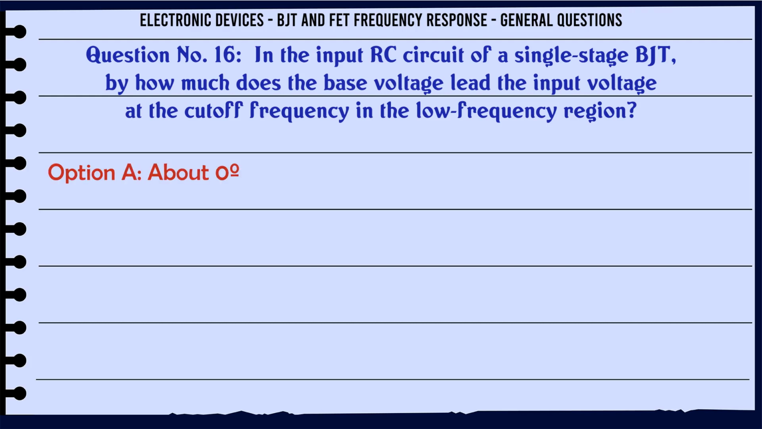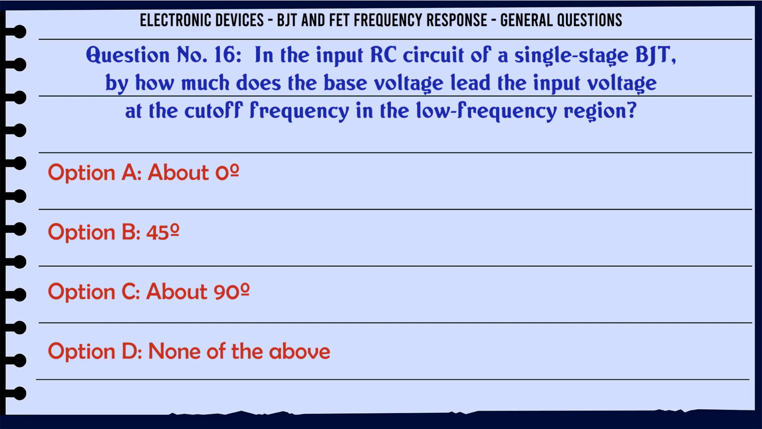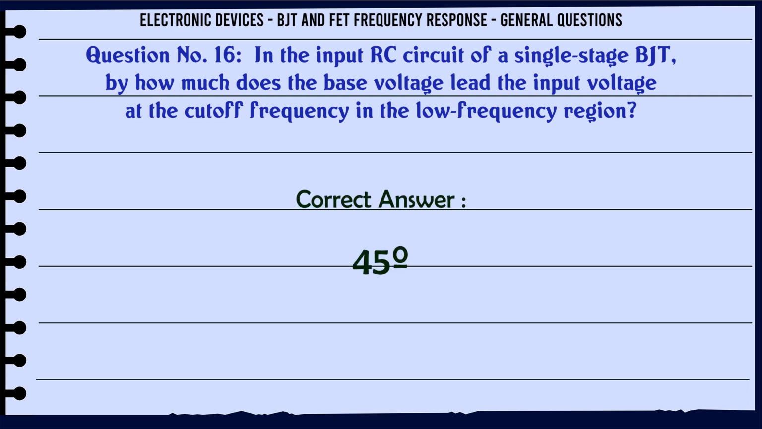In the input RC circuit of a single-stage BJT, by how much does the base voltage lead the input voltage at the cutoff frequency in the low frequency region? A. About 0, B. 45, C. About 90, D. None of the above. The correct answer is 45.